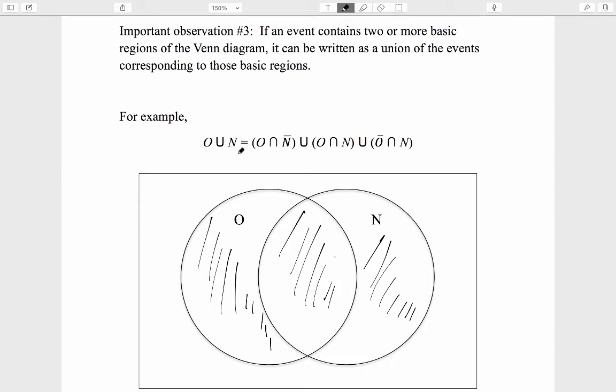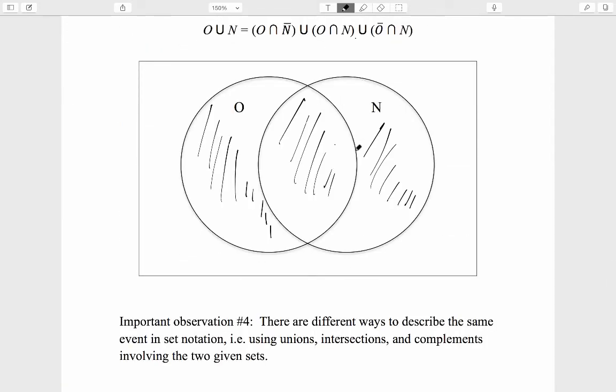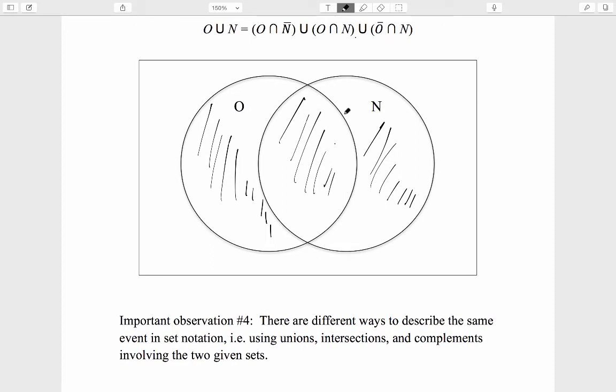But wait a minute, I thought O union N is just O union N. How could O union N also be some other notational thing? That is important observation number 4. There are different ways to describe the same event in set notation. There are different ways to describe the same event using unions and intersections and complements built from the two given sets O and N. Students sometimes find this surprising, but it's not really different from saying that 3 times 4 represents the same number as 2 times 6. They're both equal to 12. They're both equal to the same thing. Here too, we have two different ways of representing the same collection of outcomes.